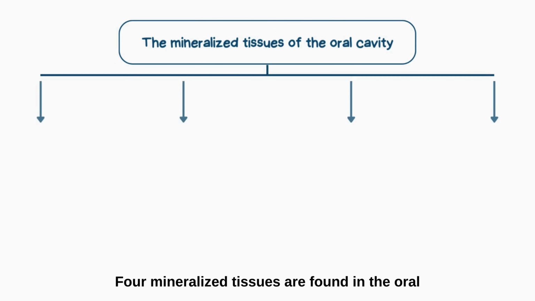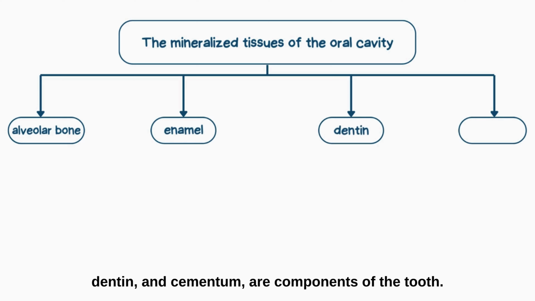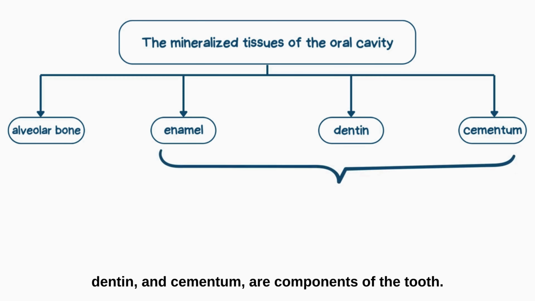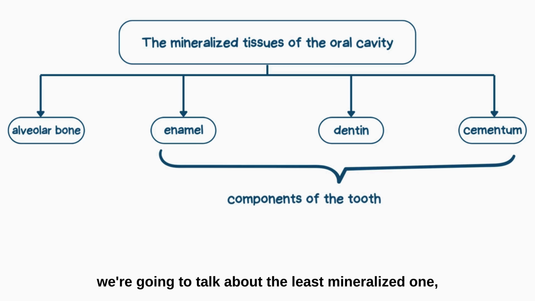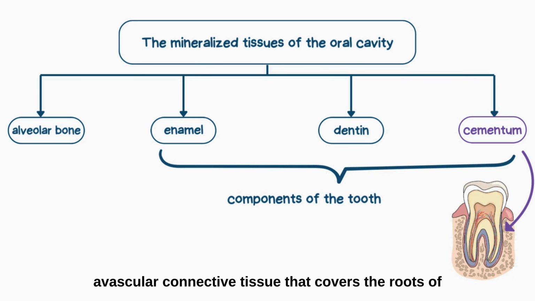4 mineralized tissues are found in the oral cavity. 3 of these, enamel, dentin, and cementum, are components of the tooth. Today, we're going to talk about the least mineralized one, cementum, a hard, avascular connective tissue that covers the roots of teeth.